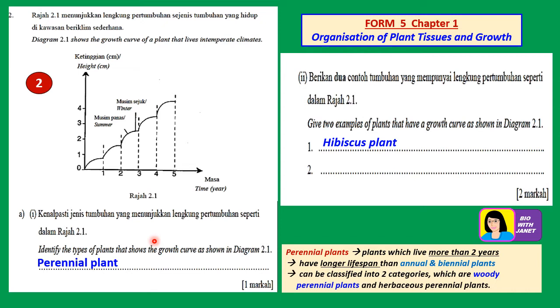Okay, and then what about another example? You can give examples of fruit trees, the big fruit trees, such as mangosteen tree, mango tree, favorite is durian tree, jackfruit tree, and so forth. Any one of these examples can be used for number 1 and 2. Okay.